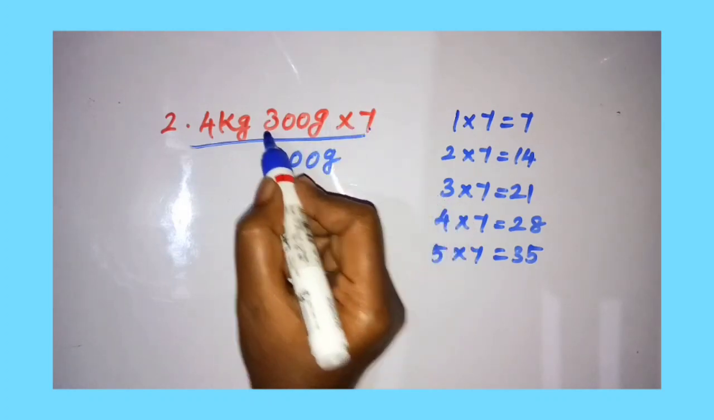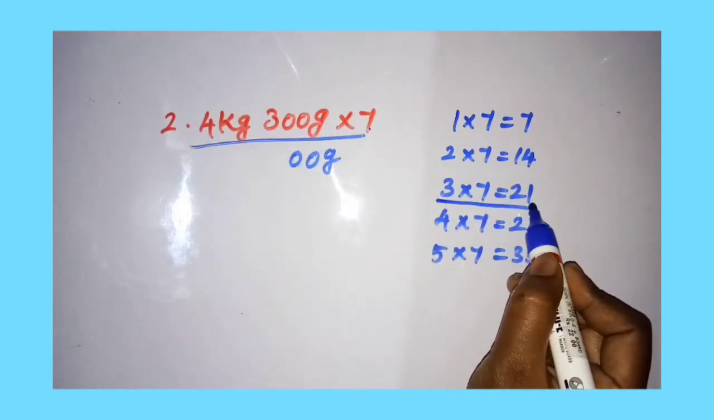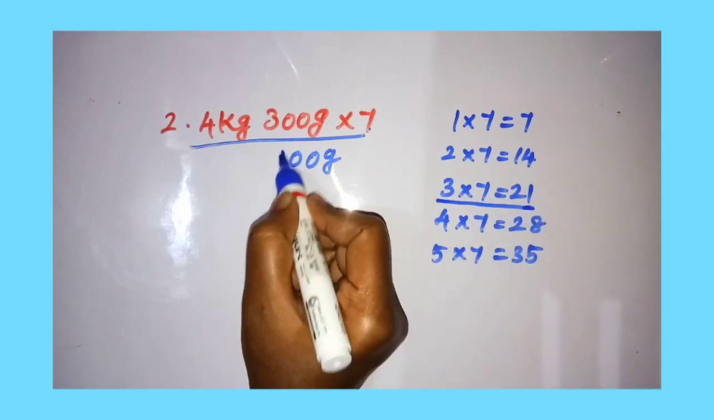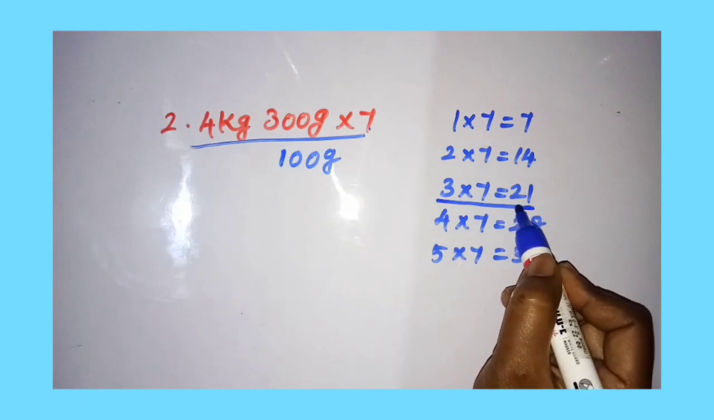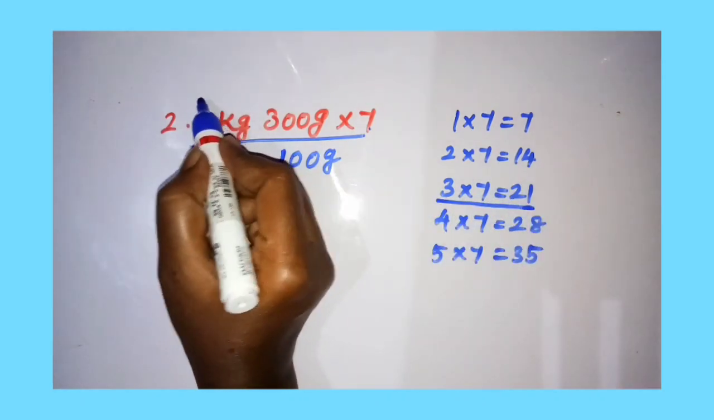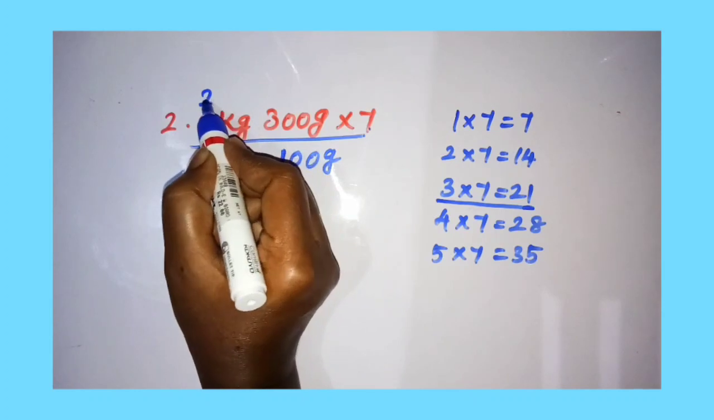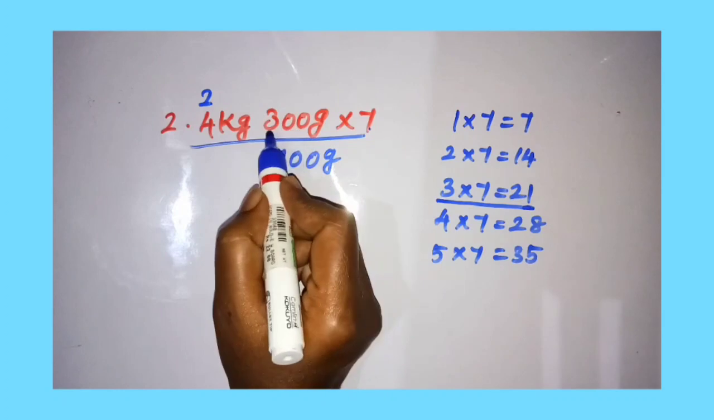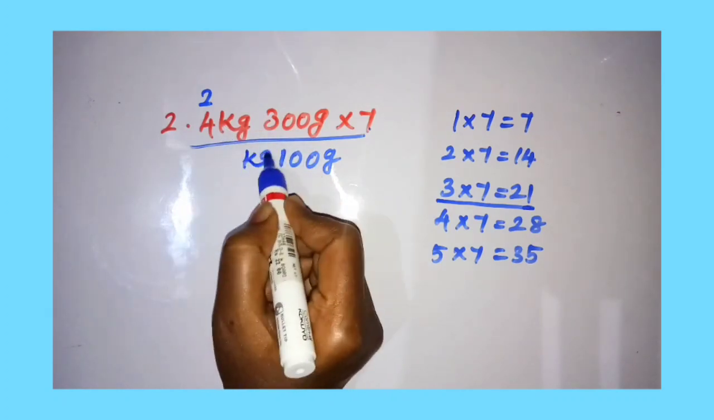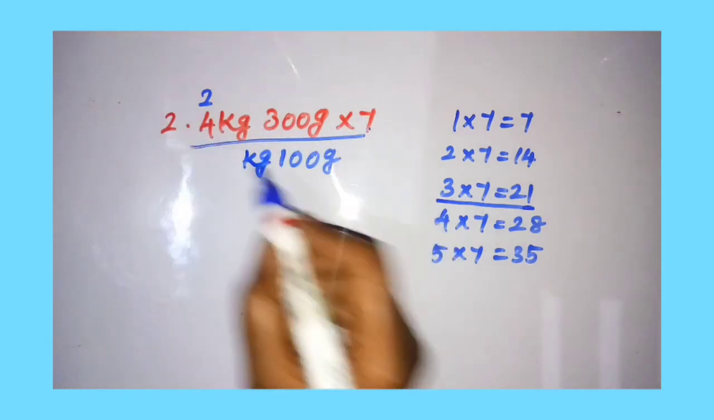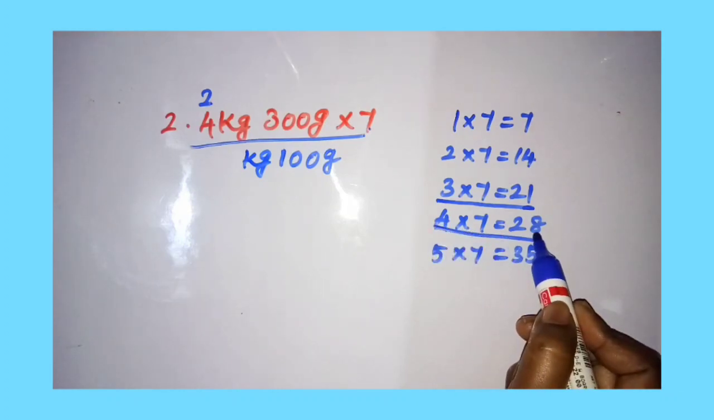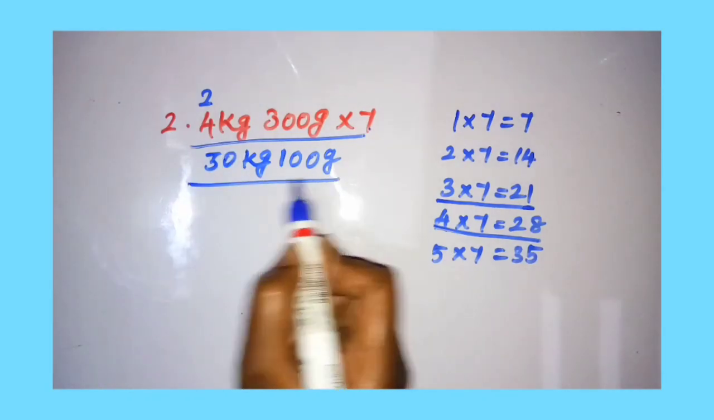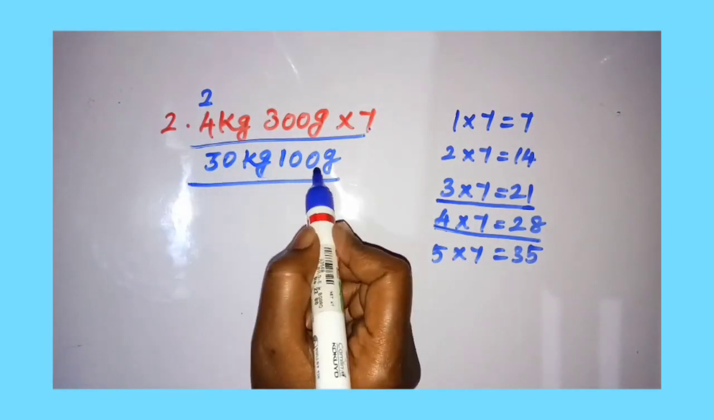Next 7 threes are 21. So 21 means we write the ones place value down, and the tens place value we carry up, so we write 2 on this side. After the 3 digits we put the kilogram symbol. Next 7 fours are 28. 28 plus 2 we get 30. So the answer is 30 kilogram 100 gram.